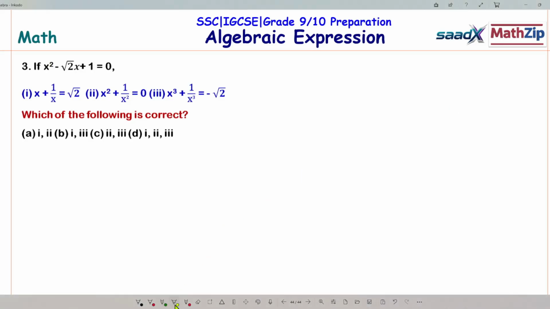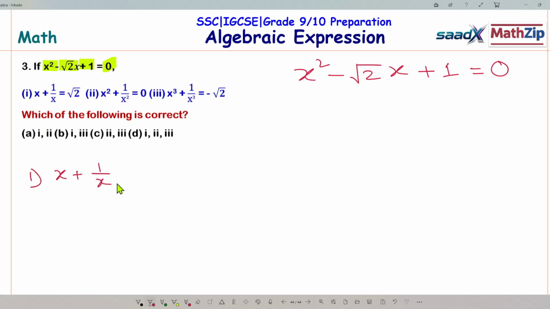Algebraic expression. If x square minus root 2x plus 1 equals 0, here are some options. We have to find out whether these are correct or not. First, here is given x square minus root 2x plus 1 equals 0. First one, x plus 1 by x equals root 2.